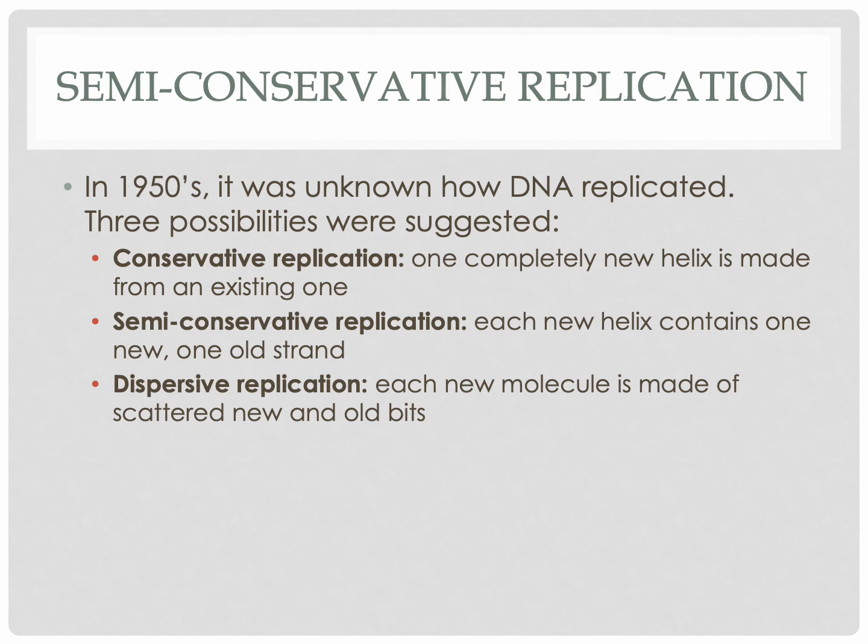In the 1950s, it still was unknown how DNA was replicated. There were 3 different possibilities. The conservative replication, where 1 complete new helix was made from an existing one. The semi-conservative replication, where each helix contained 1 new strand and 1 old strand. A dispersive replication, where each new molecule was made from bits and pieces of a new and an old molecule.